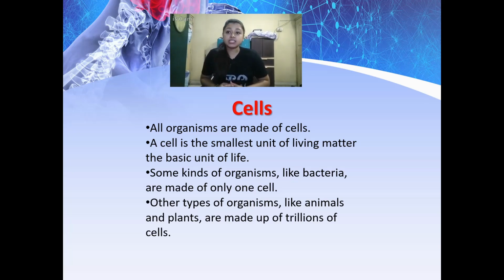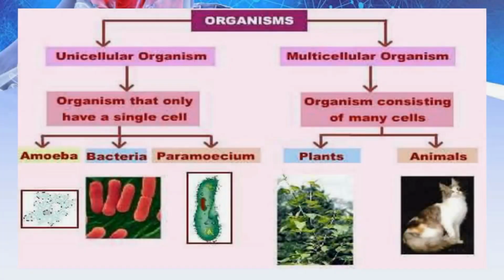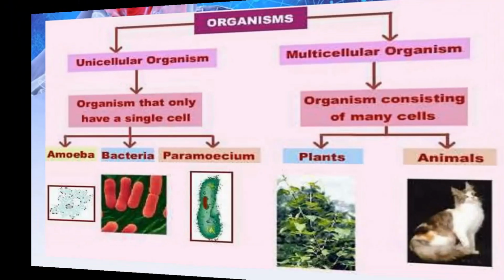Next, other types of organisms like animals and plants are made up of trillions of cells. These organisms are called multicellular organisms. In this slide, we get to see a few examples of unicellular and multicellular organisms.